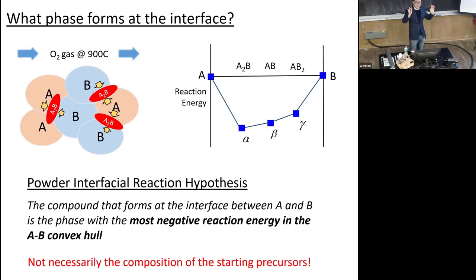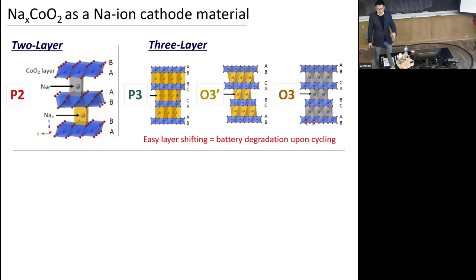But an important consideration is that if I have a one-to-one ratio of A to B in my reaction vessel, the first phase to form doesn't necessarily have to have the composition of my starting precursors. And I'll show you a case where this is true. Sodium cobalt oxide is a very important battery material for sodium batteries, and it forms in two different polytypes, okay? One is called the two-layer type, P2, and another is called the three-layer type, P3, O3 prime, and O3.